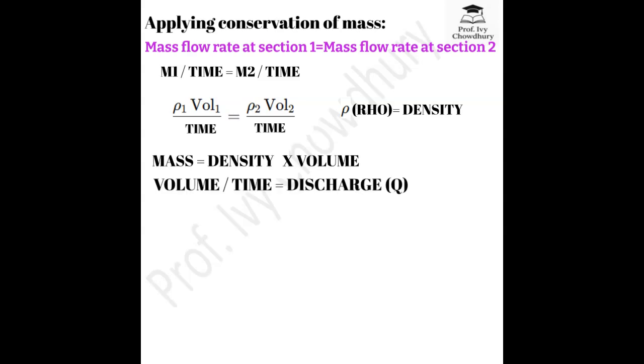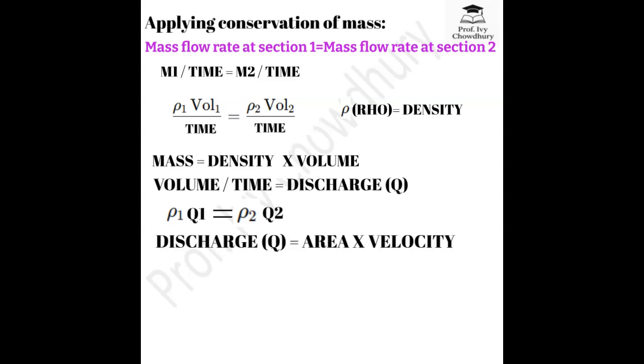Volume by time can be written as Q, where Q means discharge. Therefore ρ1 into Q1 is equal to ρ2 into Q2. We know Q is equal to area into velocity. Therefore the above equation can be written as ρ1 into area 1 into velocity 1 is equal to ρ2 into area 2 into velocity 2.